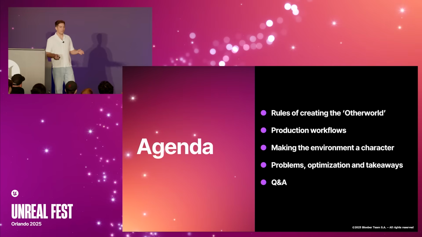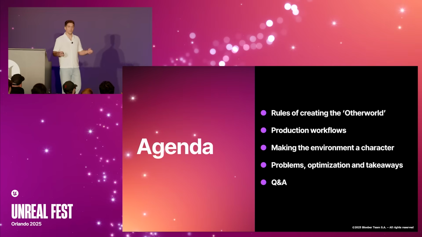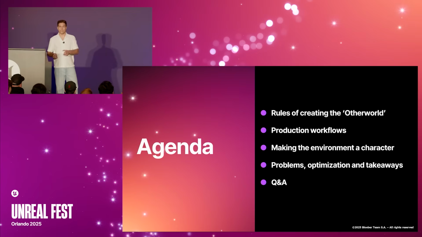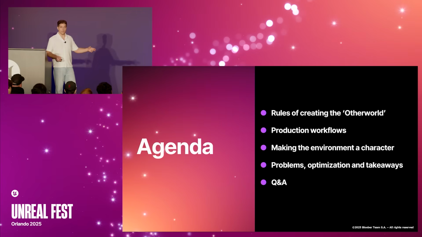Firstly, we will deep dive into the rules of the Otherworld, so the basic visual pillars that we have used as a guide in the process of production. Then I'll present workflows for making the environment. Next will be the environmental storytelling aspect of the game, because as those who have played it know, symbolism plays a big role in Silent Hill. And at the end, problems, optimizations, and takeaways, and a short Q&A session where you can ask any questions that you might have.